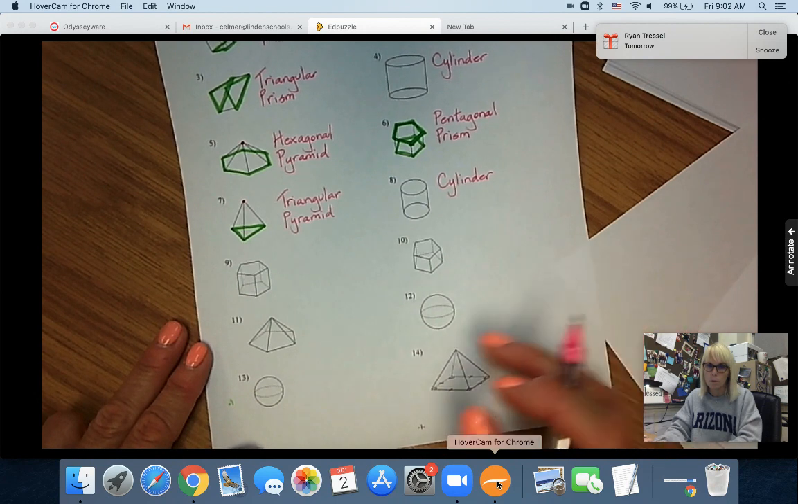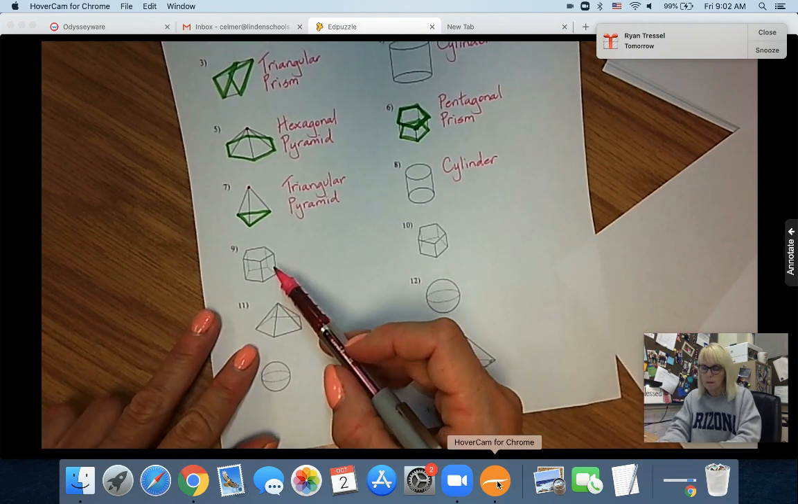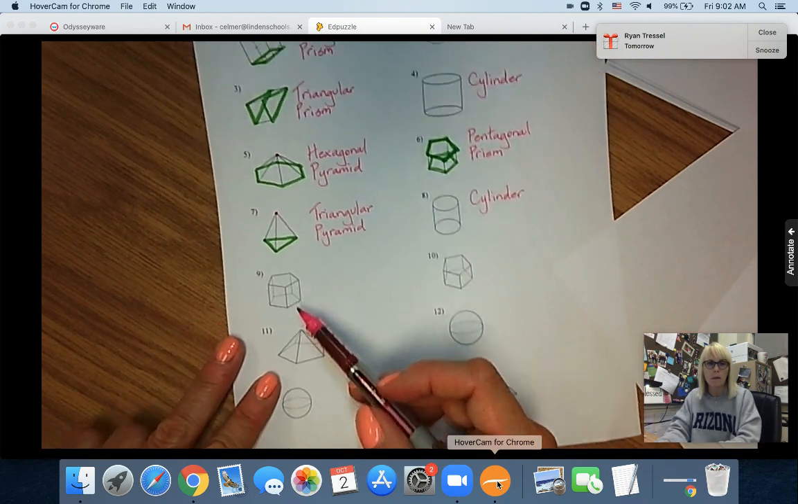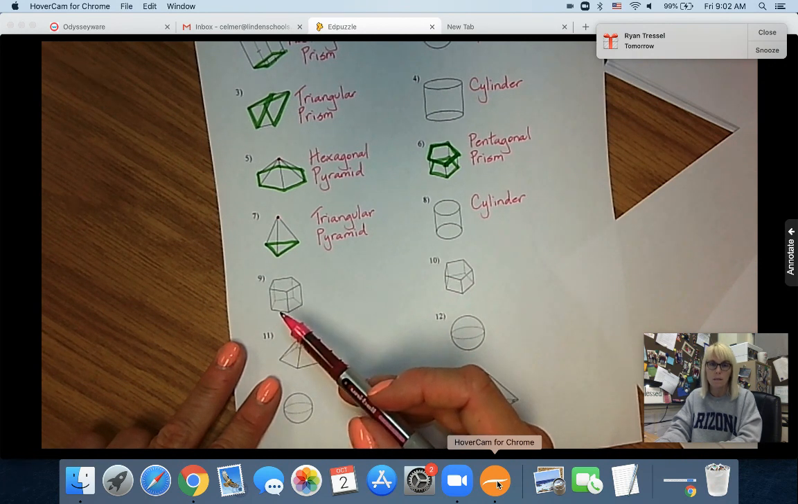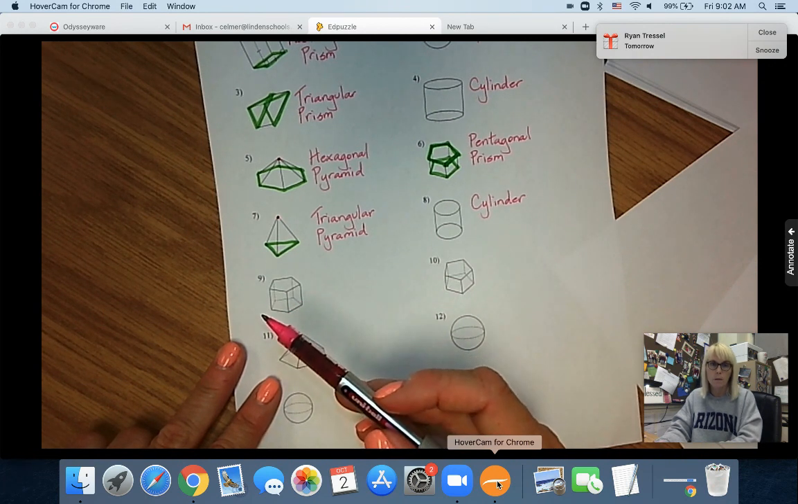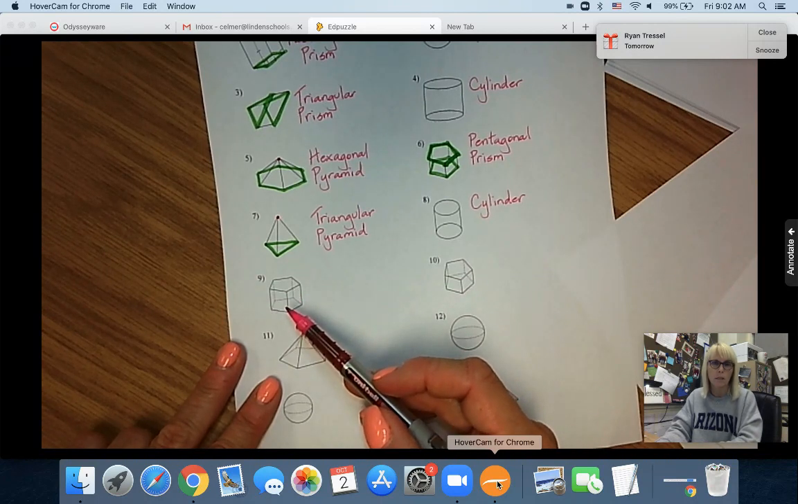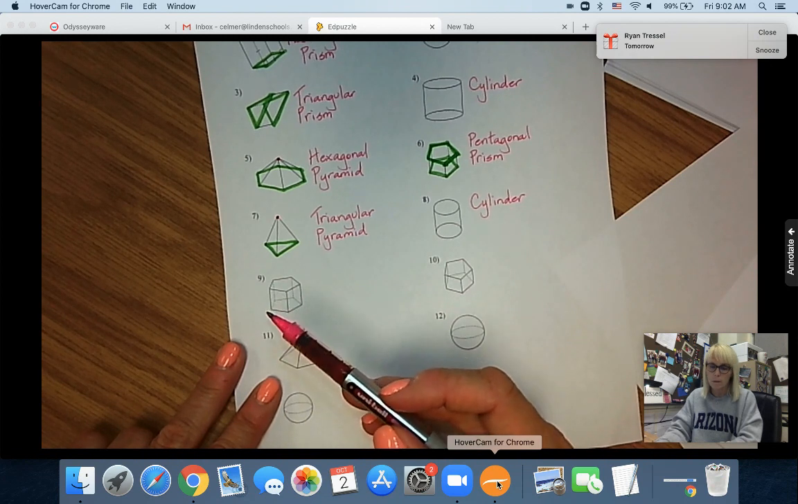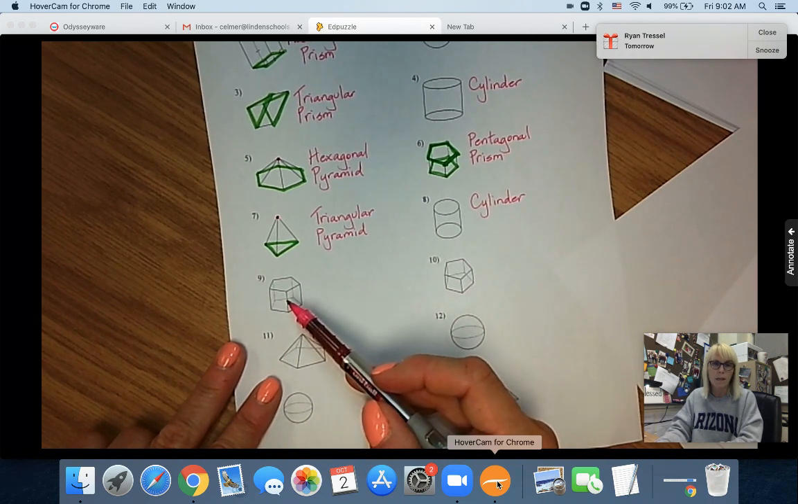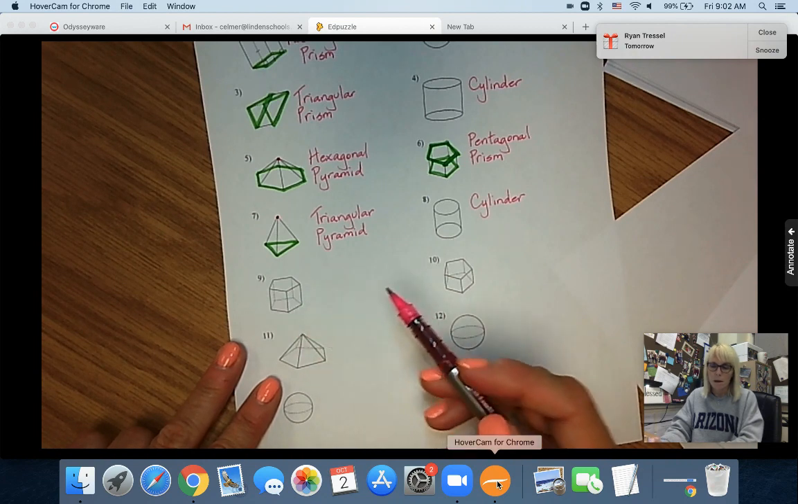Let's do a couple more. In number 9, I'm going to pause the video right now. For number 9, I want you to tell me, is this a prism or a pyramid? Or not a polygon at all? I didn't mean not a polygon. Not a polyhedron at all. So prism, pyramid, or a non-polyhedron. All right, we're coming back.